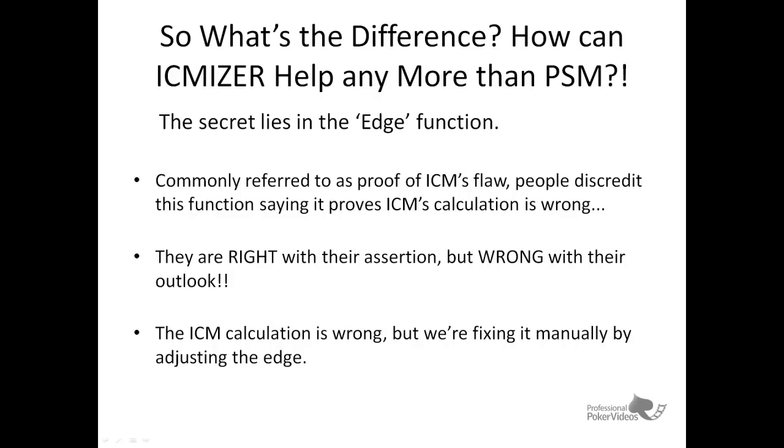But if you know intuitively when looking at an ICM calculation what kind of error it has because it doesn't realize, for example, you're the big stack and you can abuse, or if you fold, the other guy's going to keep abusing you, well, you can say, well, my calculation's wrong, but I'm going to fix it a bit. And what the result's going to be is a much less bad calculation than the PSM one.